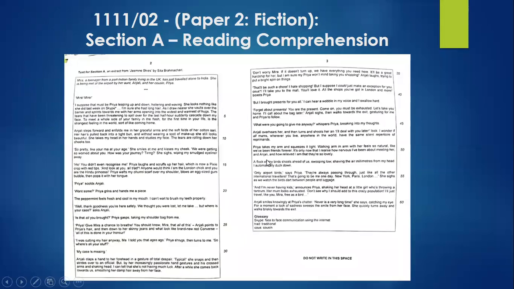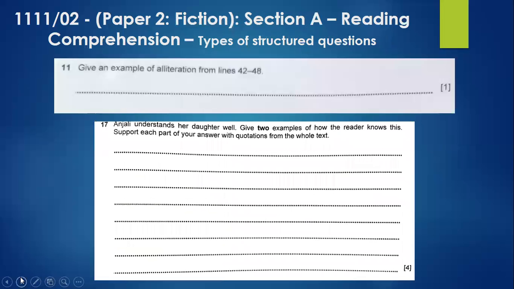So here is the example of text for paper 2. Now this is a narrative story, and if you notice, this one text alone is quite long. So let's look at the example of questions. Give an example of alliteration from lines 42 to 48. Right? So this is an example of a direct question. And if you know what alliteration means, I'm sure you will find the answer in no time from the text.